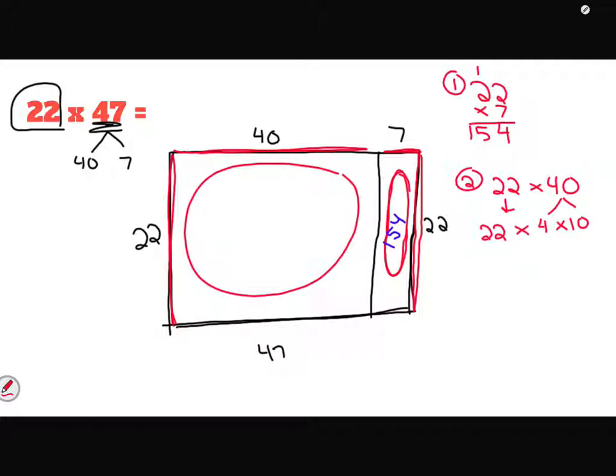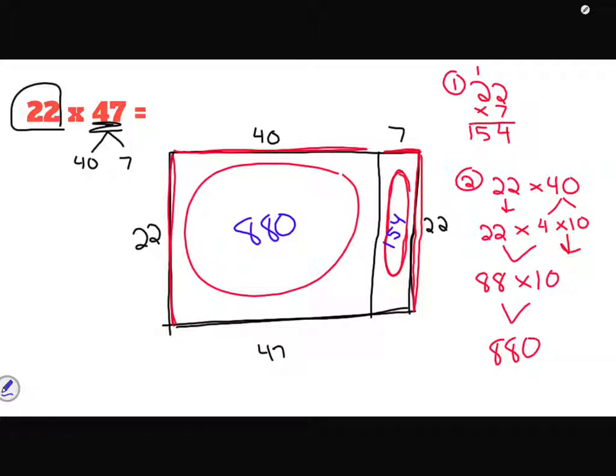Okay, and first I'm going to do 22 times 4. You could do 22 times 10 first, whatever works for you. I'm going to do 22 times 4, which is 88. And then I need to bring down that 10 and multiply that. And I know that 88 times 10 is 880. And I'm going to put that in here.